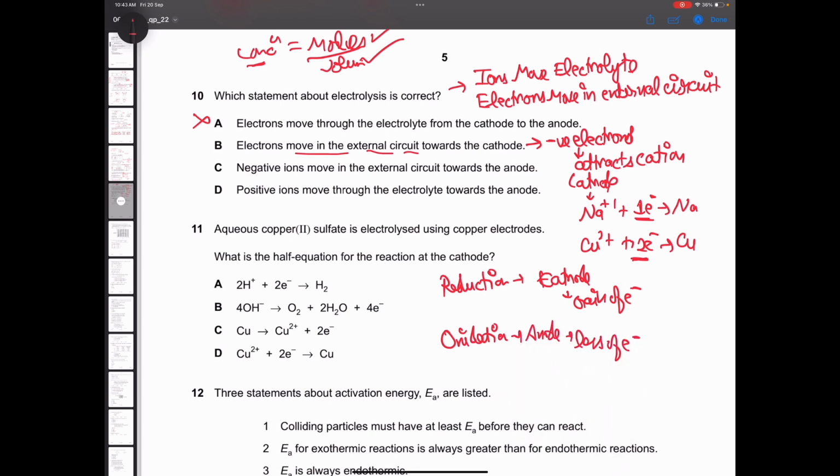Now just think about it. Anode is losing electrons, cathode is gaining electrons. Means the electrons must be going from anode to cathode. So towards the cathode in the external circuit, this statement is correct.